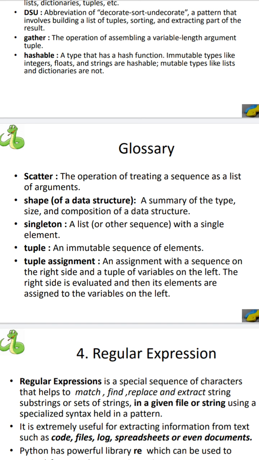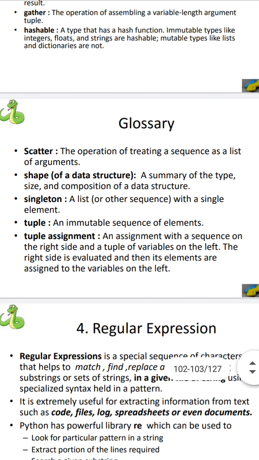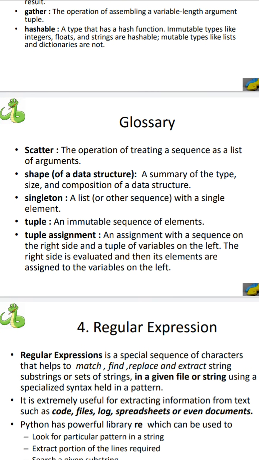Tuple assignment, an assignment with a sequence on the right side and a tuple of variables on the left. This we discussed in our previous video with an example like m equal to have fun, where m is acting as a tuple and we are initializing two elements at a time. The right side is evaluated and then its elements are assigned to the variables on the left.